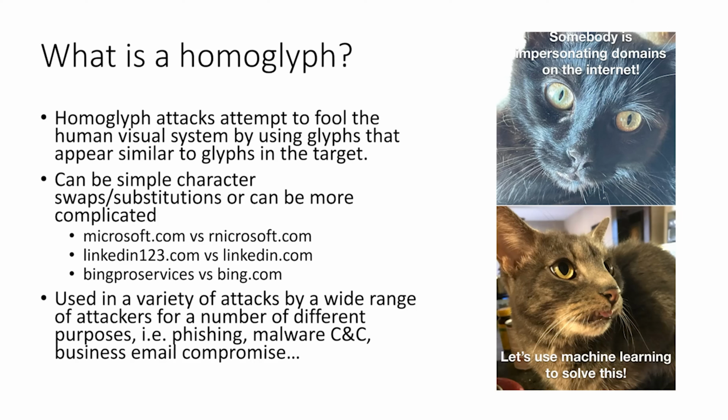But homoglyphs can be fairly simple. In this first example, you can substitute RN, which looks a lot like M, for the character M. Sometimes they'll add random sequences of numbers or letters, like LinkedIn123 instead of LinkedIn.com. Sometimes attackers will use entire English words to make it look like their domain is affiliated with something, like in this example, you could have BingProServices as opposed to Bing.com.